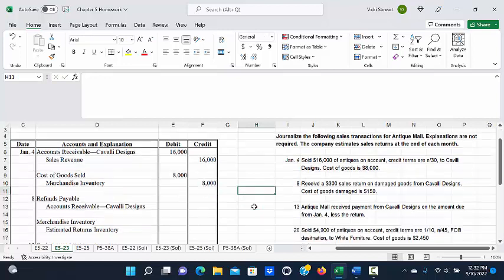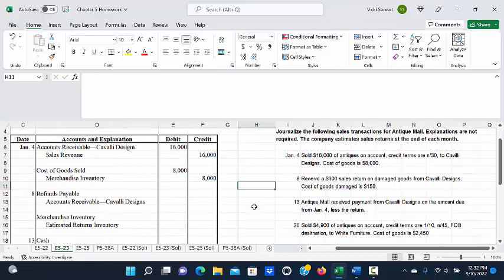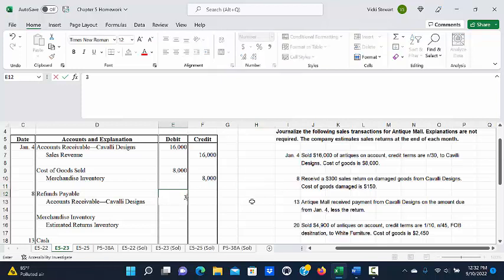On January the 8th, we received a $300 sales return on damaged goods from Cavelli Designs, and the cost of goods damaged is $150. So first we will record a debit to refunds payable for $300, and we would credit accounts receivable Cavelli Designs for the same amount.